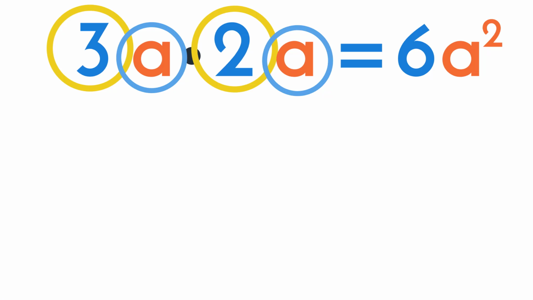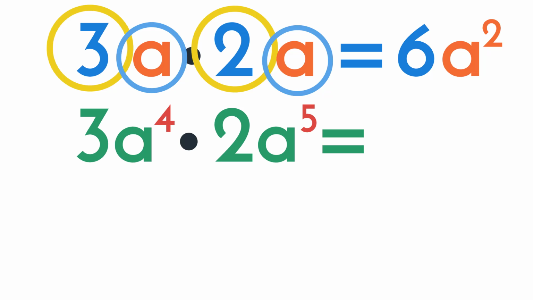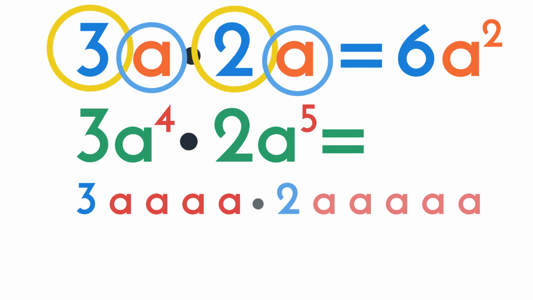Example number 4. 3a to the power of 4 times 2a to the power of 5. In this case, the index laws apply. Remember that a to the power of 4 has the same meaning as multiplying a 4 times. So 3a to the power of 4 has the same meaning as 3 times a times a times a times a. The same goes for 2a to the power of 5. It has the same meaning as 2 times a times a times a times a times a.